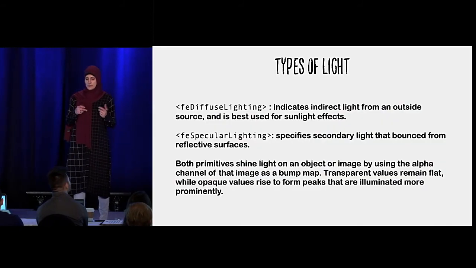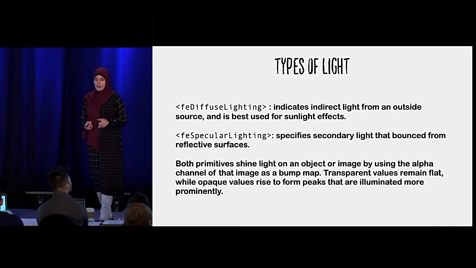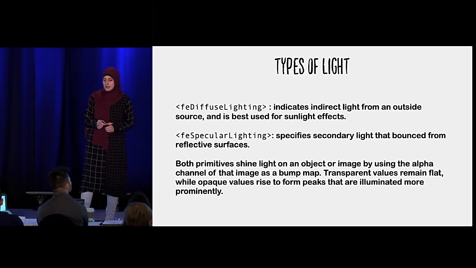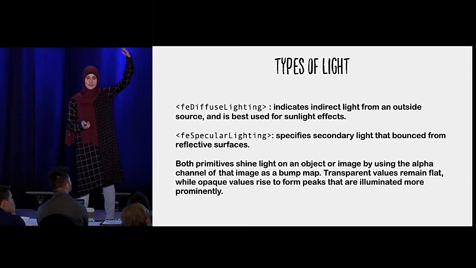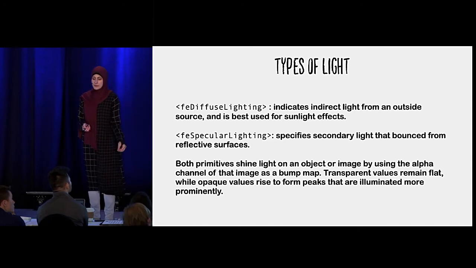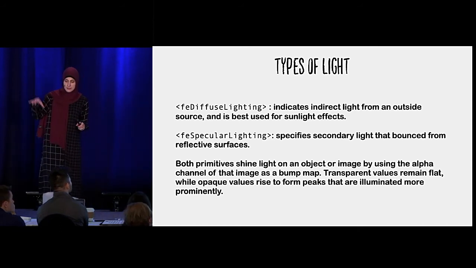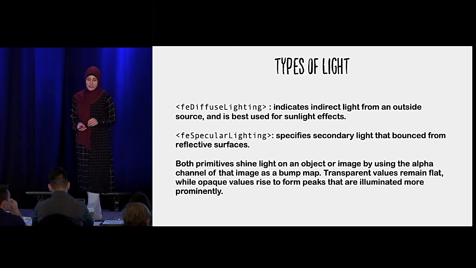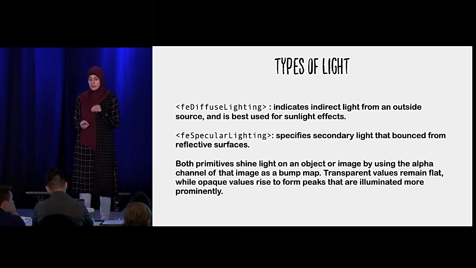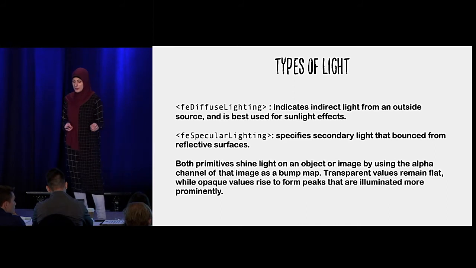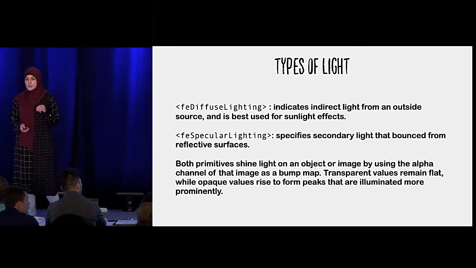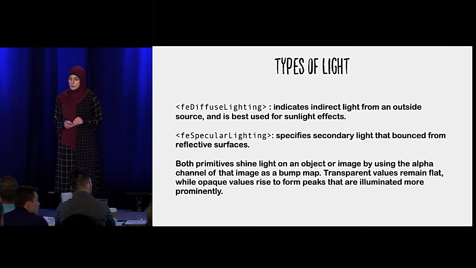Okay? So to create a lighting effect, you need to specify 3 things. A light color, specified using a lighting color property, and a light type, specified using the types of light available in SVG. We have diffuse lighting, which indicates indirect light from an outside source, such as sunlight, or you have specular lighting, which specifies secondary light that bounces from reflective surfaces.